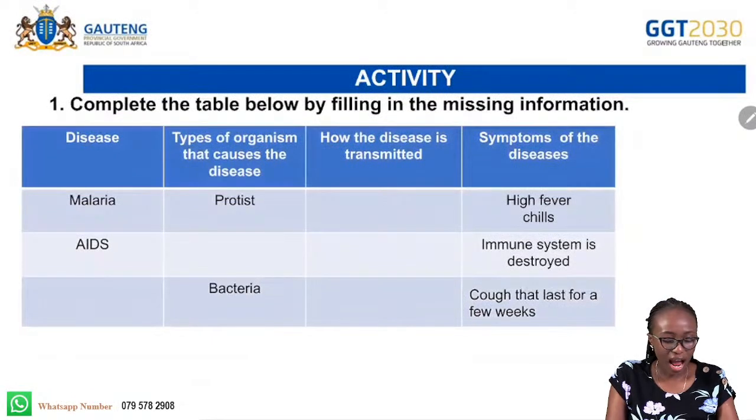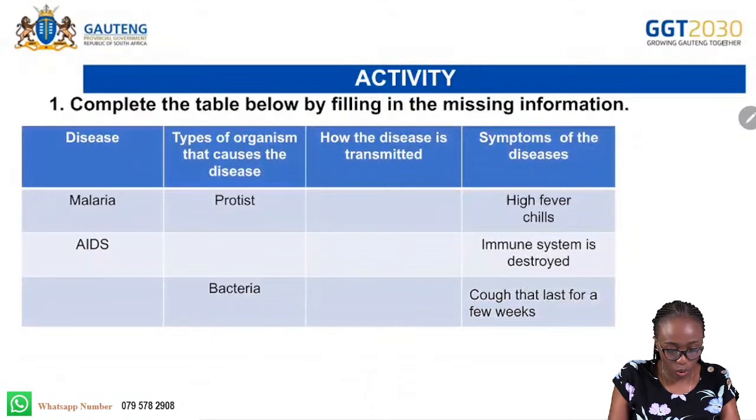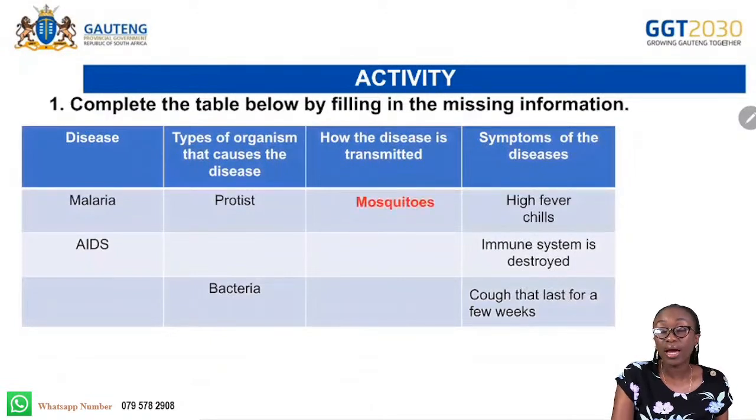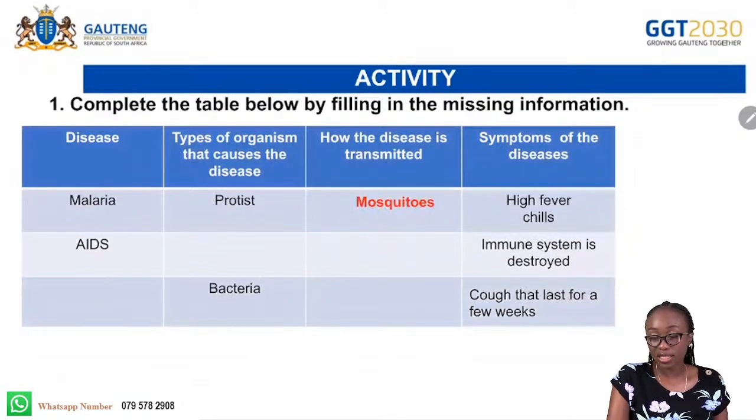Welcome back. Now let's revise together. So we'll start off with malaria. The name of the disease is called malaria. The type of organism that causes malaria is a protist. And how is this disease transmitted? It is transmitted by mosquitoes. And what are some of the symptoms? High fever and chills. You can also add nausea and headaches.